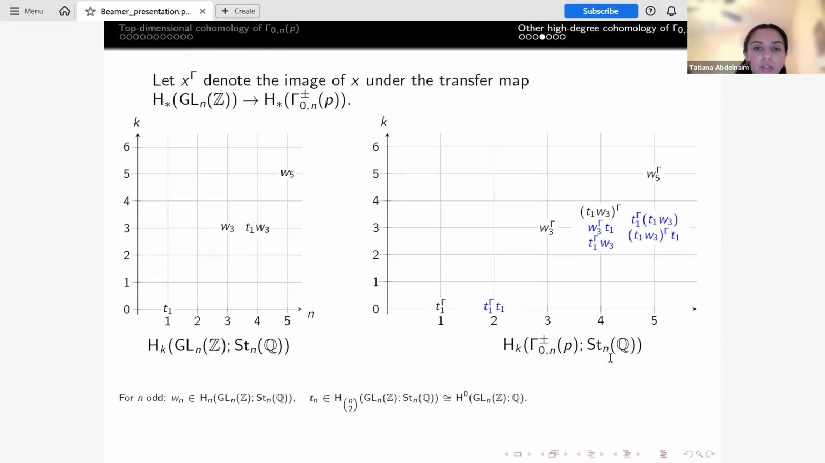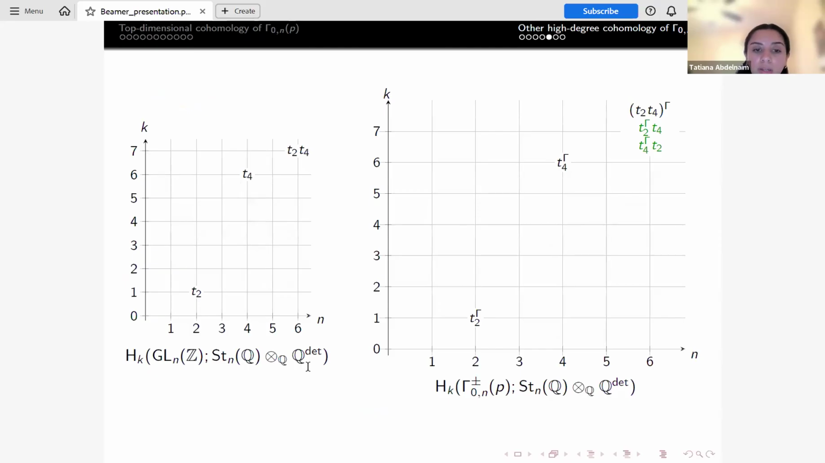Now we have a similar picture with determinant coefficients. So these are classes in GLNZ. And now we get corresponding classes in gamma 0 plus minus. So now the green classes are the classes that we get from freeness. So I'm multiplying T2 gamma by T4, and then I'm getting a class right here.